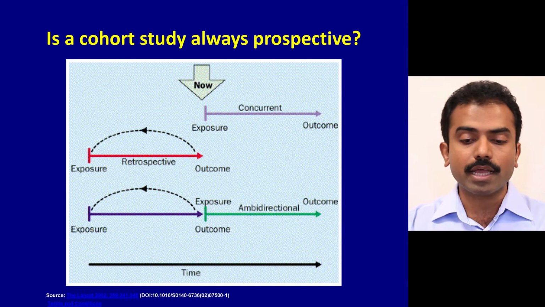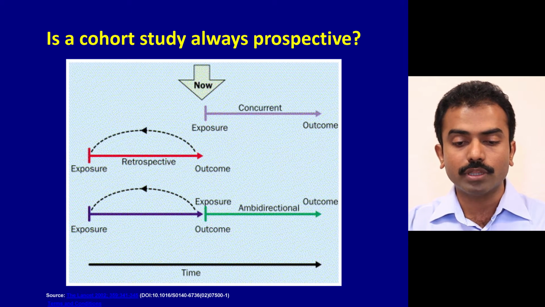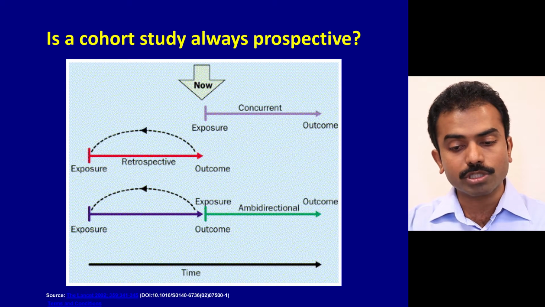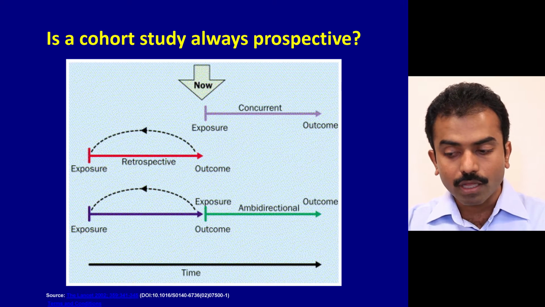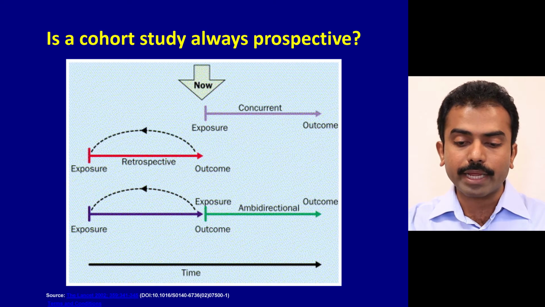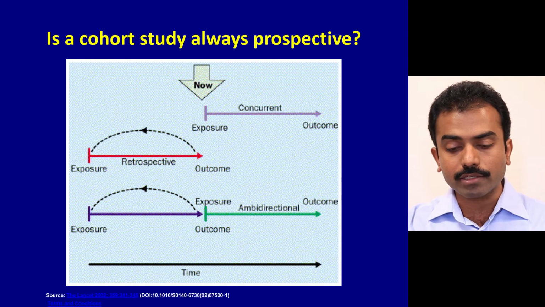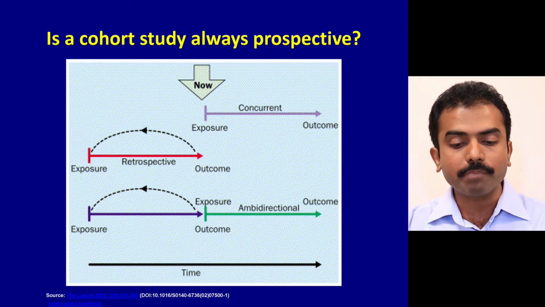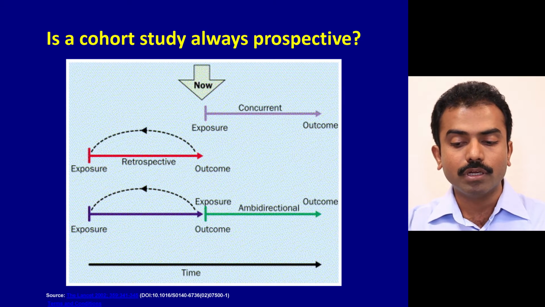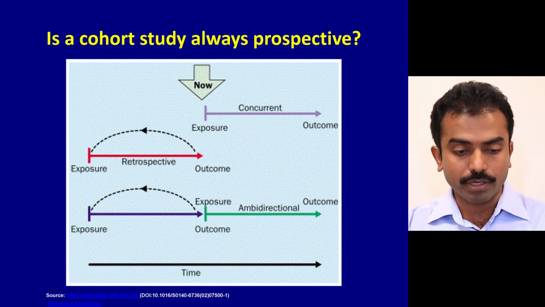And then there is another design which is a mix of both. So there is a component of retrospective cohort study. You begin with an exposure that happened, let's say 2 years ago, and look at the outcomes today, and then follow it up for future. So you have a component of prospective as well as a retrospective. Such designs are called ambidirectional cohort studies or ambispective cohort studies. Please note that the terms that we are using, prospective or retrospective, refer to the calendar time point here.